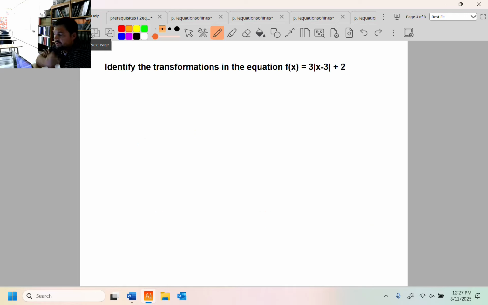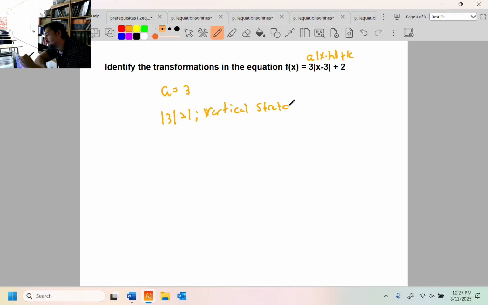Identify the transformations in the equation f of x is 3 times the absolute value of x minus 3 plus 2. So we're just going to do a simple lineup process. I'm going to line that up with a times the absolute value of x minus h plus k. And I see that a is 3. And the absolute value of 3 is bigger than 1. So I have a vertical stretch with a factor of 3.